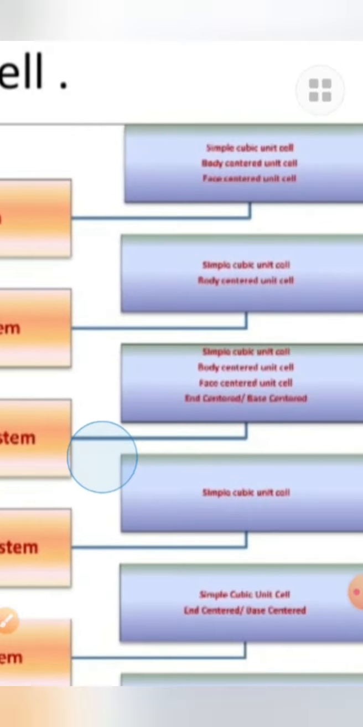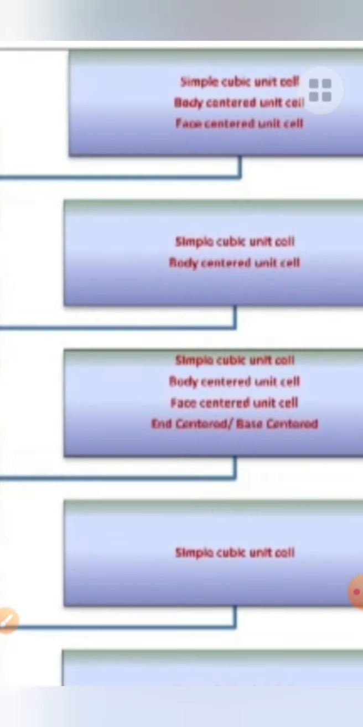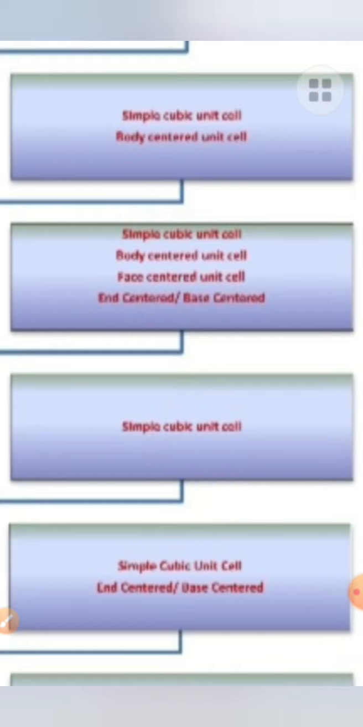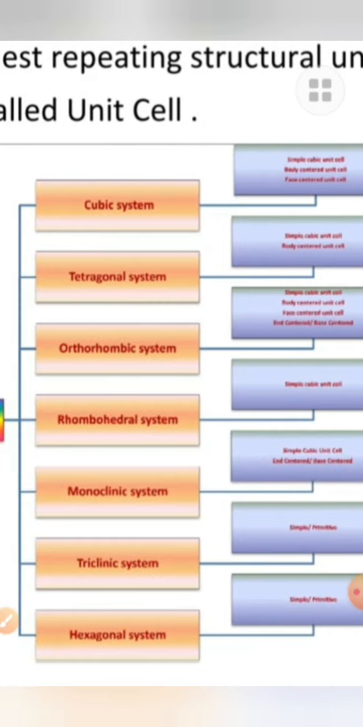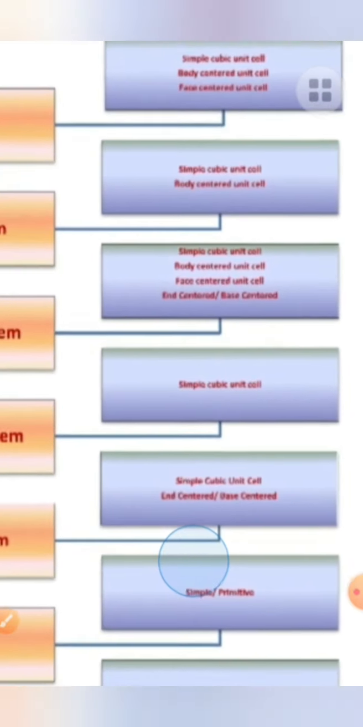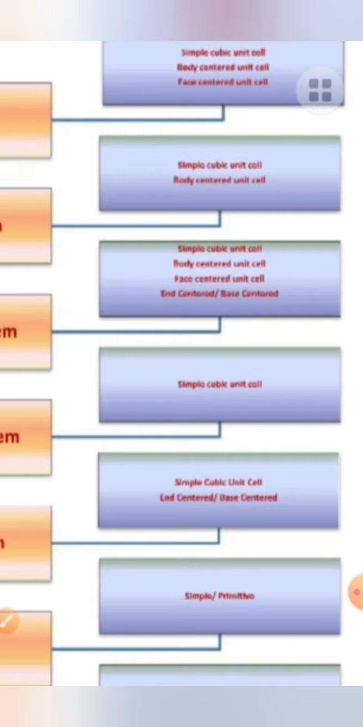In the tetragonal system, there are two kinds: simple or primitive unit cell, and body centered unit cell, that is BCC. In the orthorhombic system, there are 4 kinds: simple or primitive unit cell, body centered unit cell, face centered unit cell, that is FCC, and end centered or base centered. In the rhombohedral system, there is only one type, the simple unit cell.